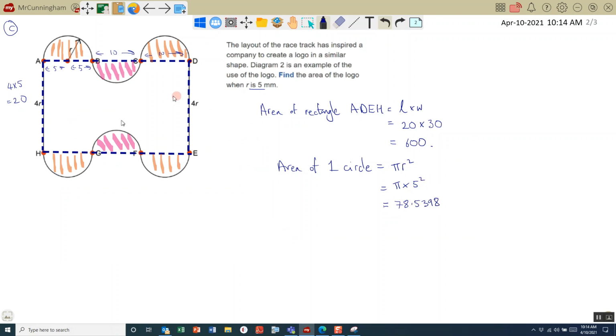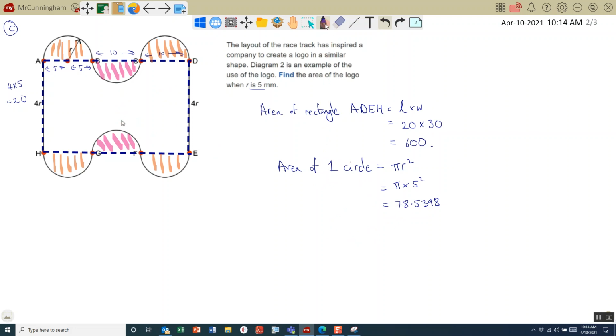Okay, so hopefully this makes sense. Okay, I've done the area of the full rectangle. Then I need to include the area of 1, 2 circles, but I do not want this full circle. So I've got the 2 circles that I need, subtract the 1 circle that I don't need. That's just 1 circle.